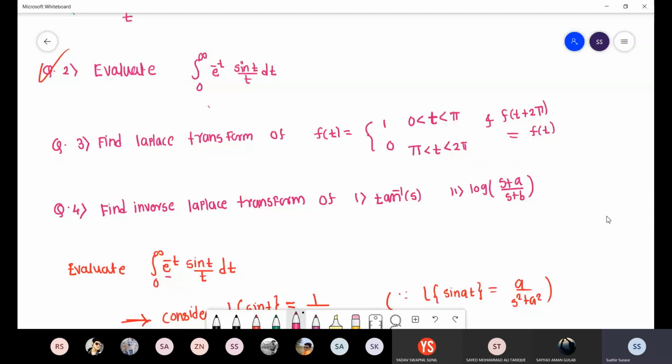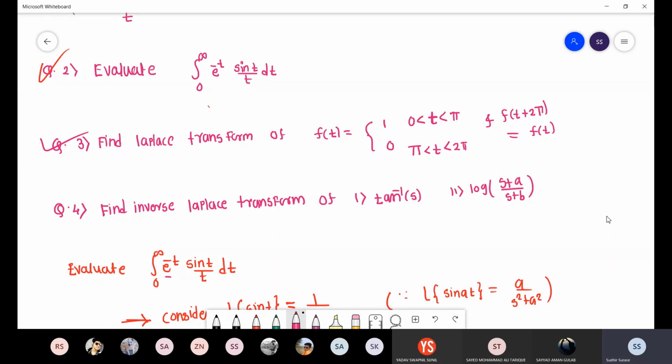Find the Laplace transform of this function. Now the third example is for a periodic function. This is a periodic function in the interval 0 to 2 pi. 2 pi periodic function means after 2 pi the same pattern will get repeated. Okay, from 2 pi to 4 pi, then 4 pi to 6 pi, then 6 pi to 8 pi, same pattern. So let us discuss this example.